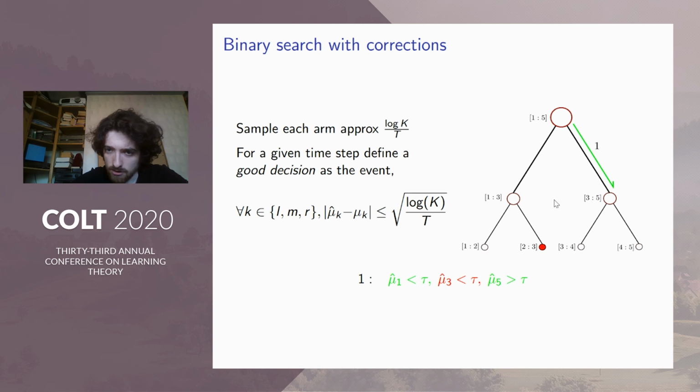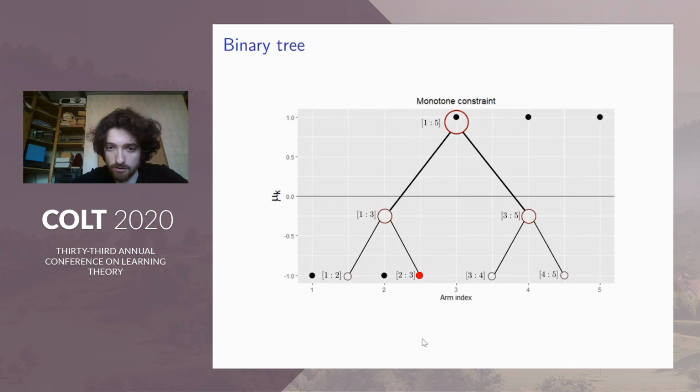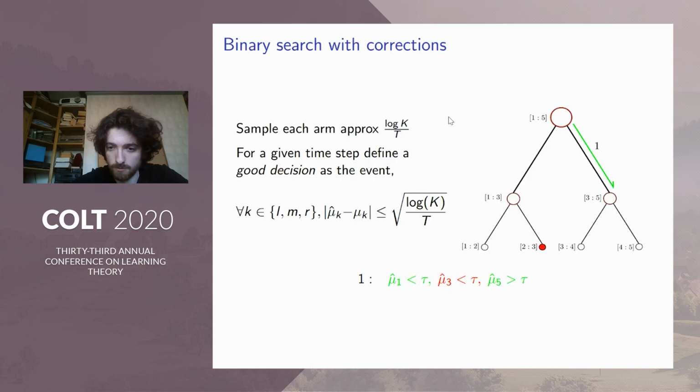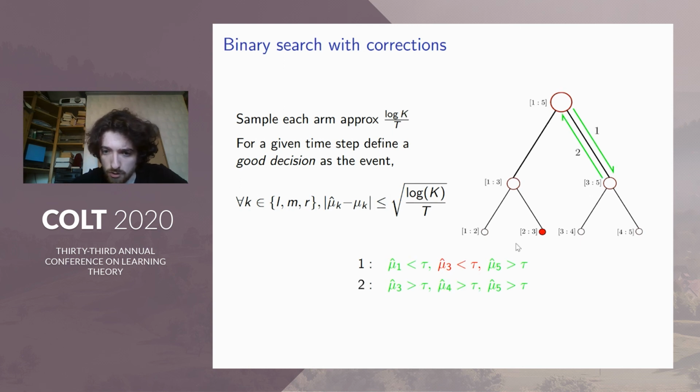Okay, so let's do an example of this binary search with corrections. In the first step, we sample our 3 arms, but the middle arm, arm number 3, is far, the sample mean is far from its true mean. The sample mean is below threshold, whereas the true mean is actually above threshold. So we go the wrong way. In the naive binary search, it would be over by now, we'd be screwed. But luckily, we're doing this binary search with corrections.